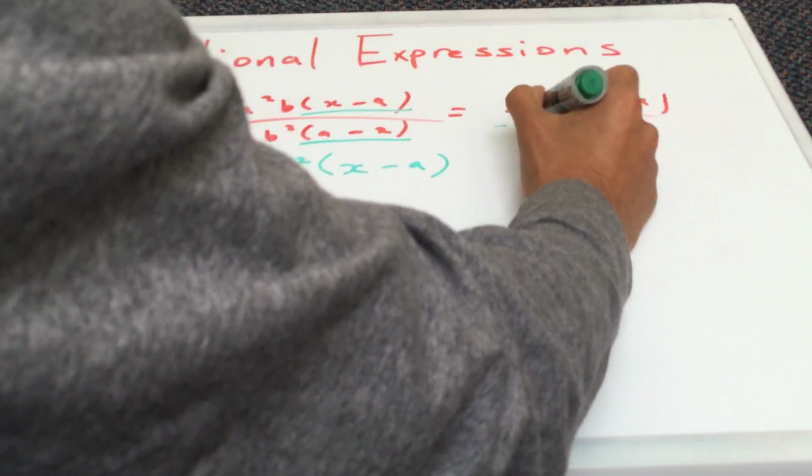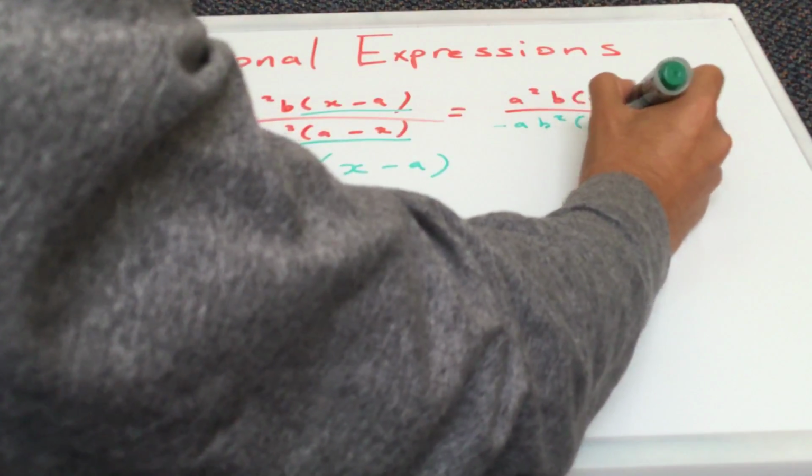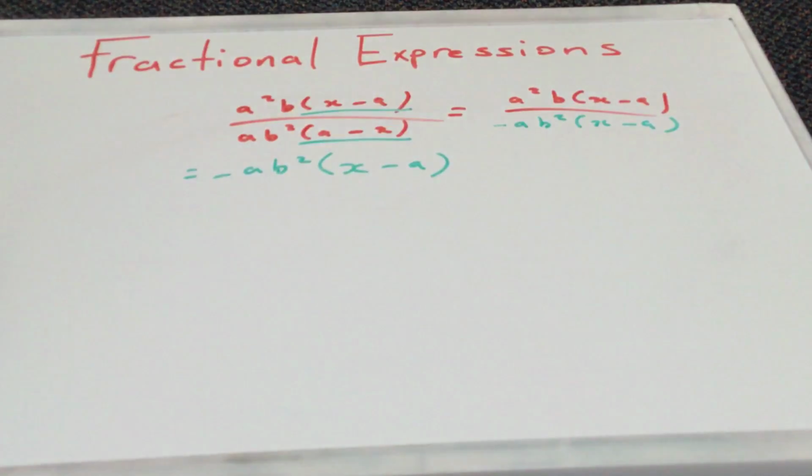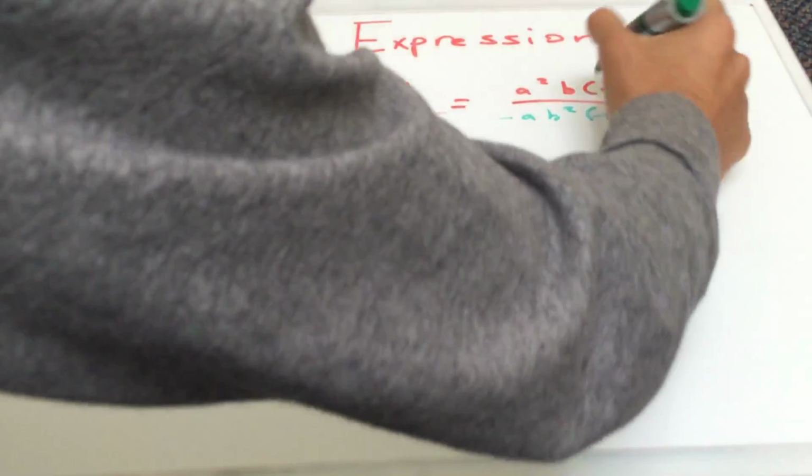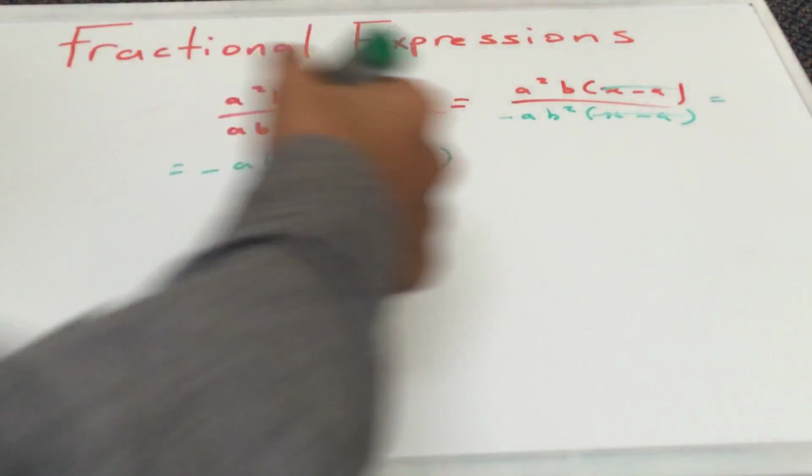So take it like that: minus ab squared, bracket x minus a. Therefore, you can start cancelling out what's common. You can cancel that out, and you're left with minus a over b.